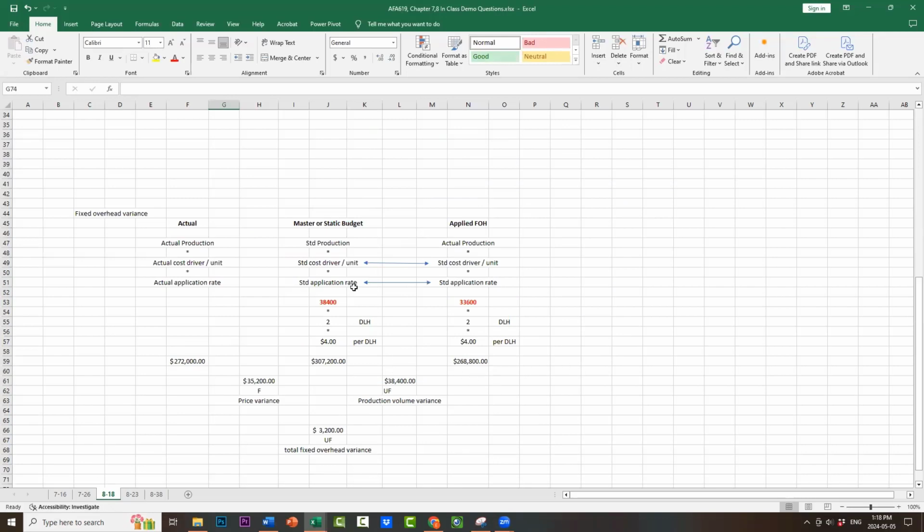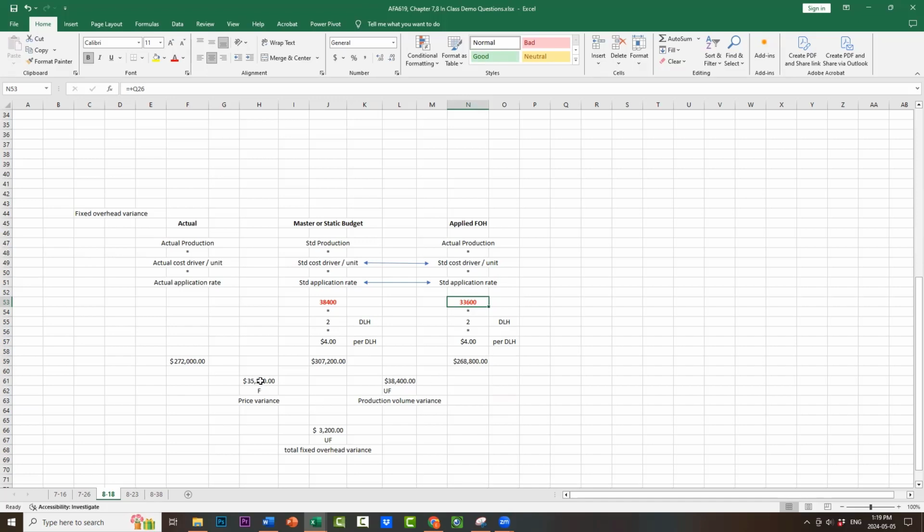Well, I already explained exactly what this is, right? The production volume variance is basically addressing whether we efficiently used our fixed assets. And in this case, we can see that we were not efficient in using our fixed assets because we have an unfavorable variance. Why? Because we should have produced 38,400 batches and we only produced 33,600 batches. So we did not utilize our fixed assets efficiently.